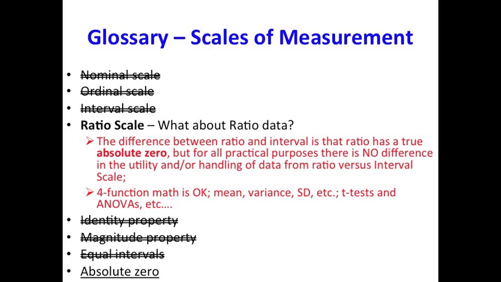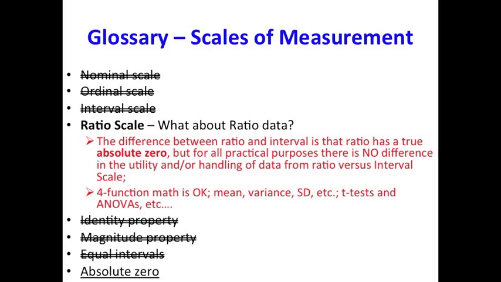So what's the last scale? The last scale is a ratio scale, and the difference between a ratio and an interval scale is that a ratio scale has a true and absolute 0 point. But the reality is that's of no major consequence in biostatistics. For all practical purposes, there's no difference in the utility or handling of data from a ratio versus an interval scale. If you want an example, a ratio scale would be like temperature, which has an absolute 0. 0 degrees Kelvin.